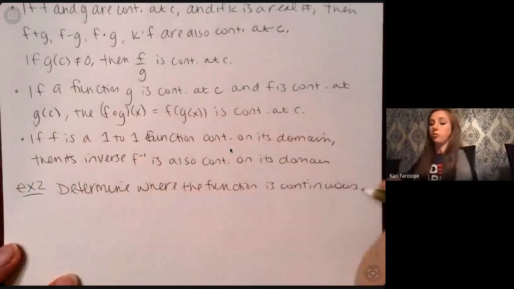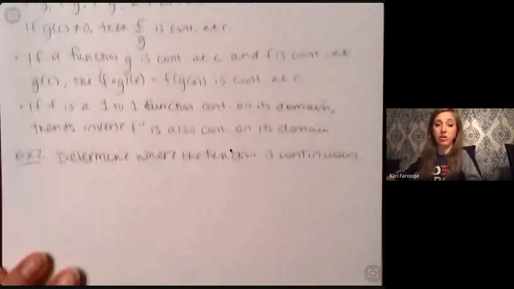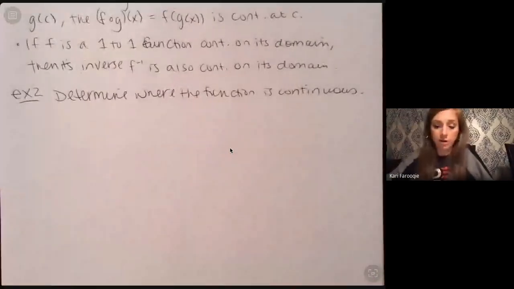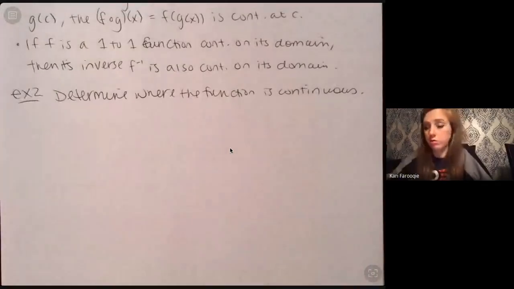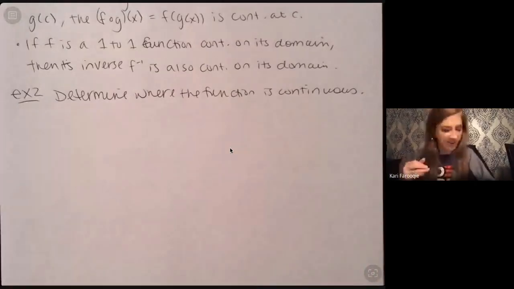So we're going to determine where the function is continuous. In this case, I'm not asking you to tell me if there's a discontinuity what type it is, or anything like that. I just want you to look at the function and think about what type of function it is and how the theorems that I just gave you are going to apply to its continuity.